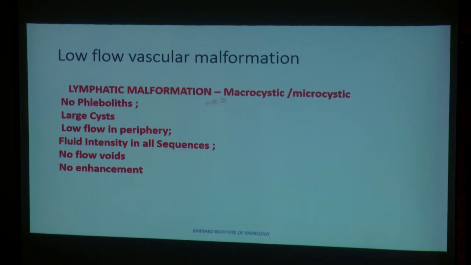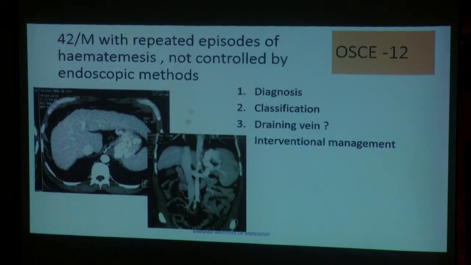There will be a large cyst in the macrocystic type. There will be no flow or only peripheral flow, and it will have fluid intensity in all the sequences on MRI. There will be no flow void, suggesting that it is a low flow malformation, and there will be no enhancement with contrast.